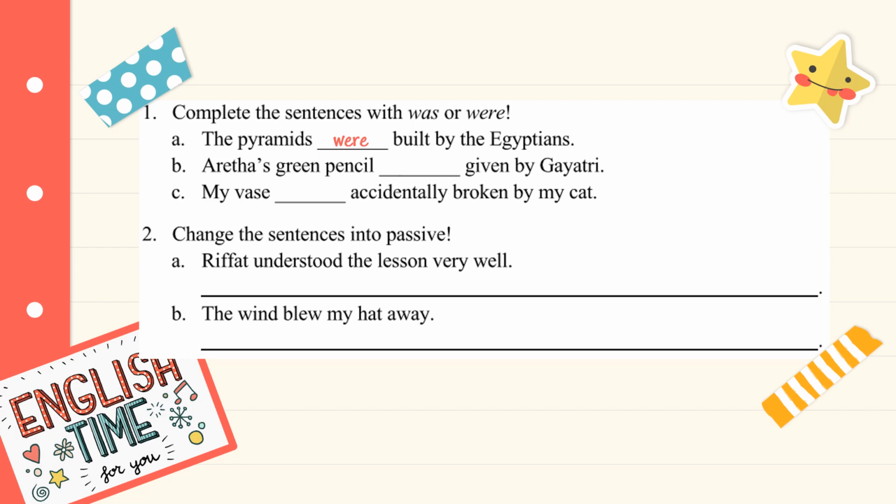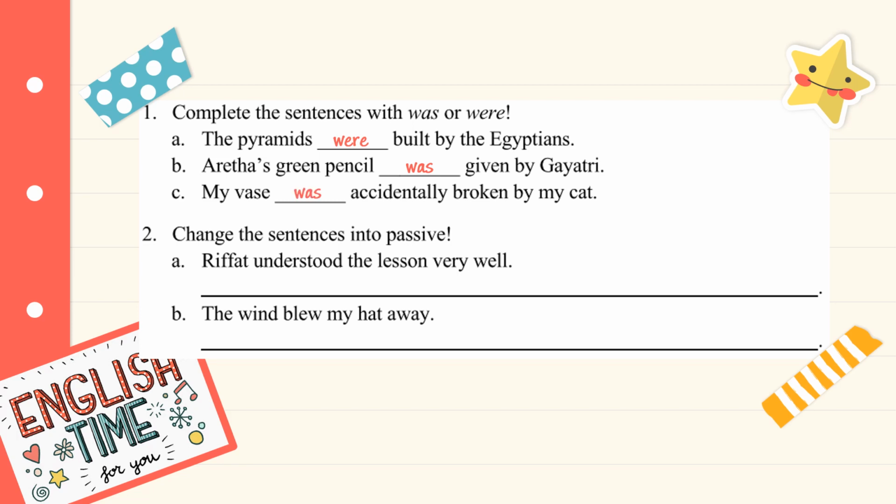B. Arita's green pencil. How many pencils? There is only one pencil. That's why you use was. And C. My face. How many faces? Only one. That's why you use was.